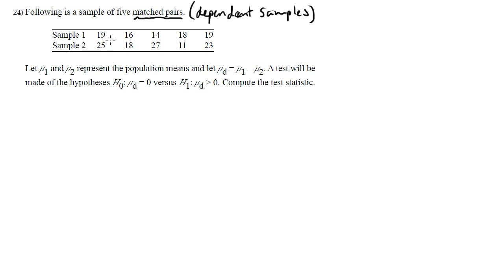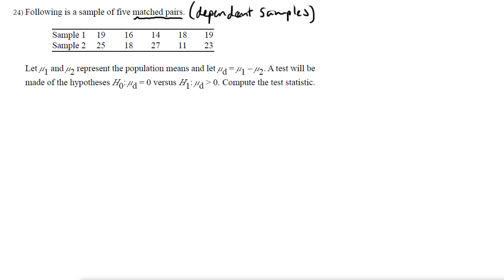Because they're matched, one sample is literally matched with the other. Each sample has to do with the other. This number affects this number. They're paired with each other. They're not paired with any others. They're paired with that particular value.